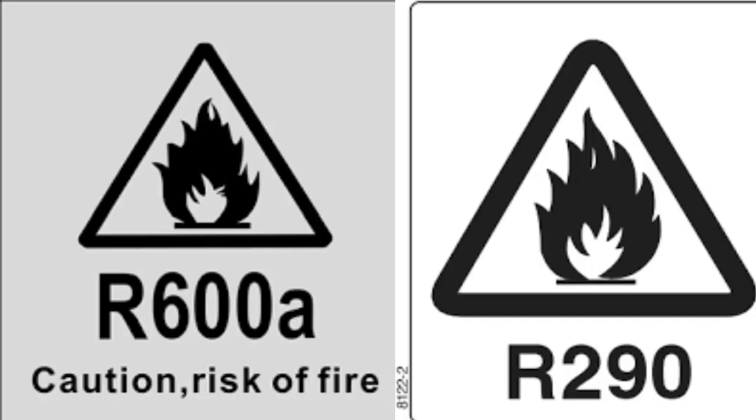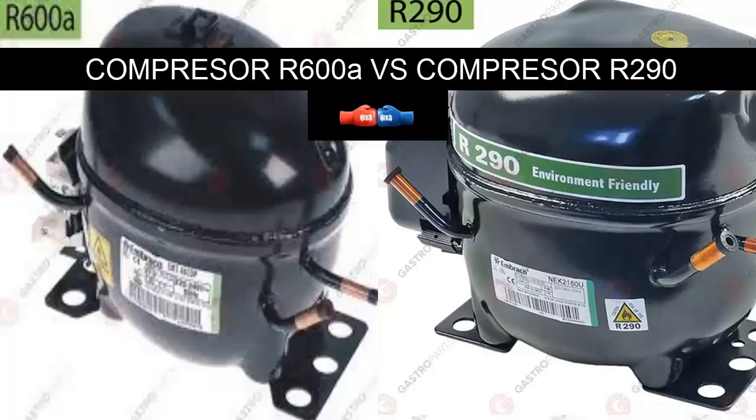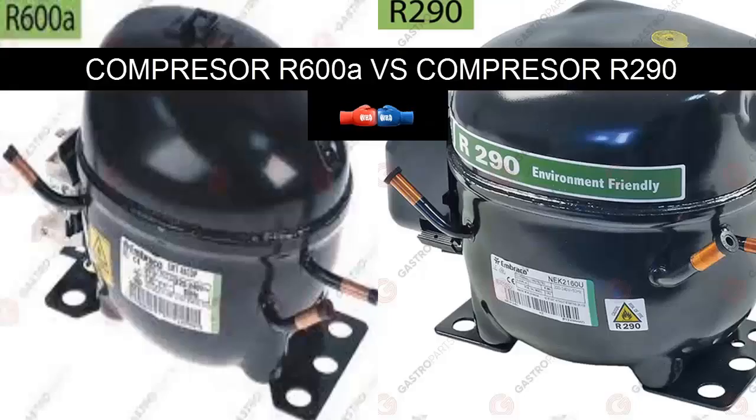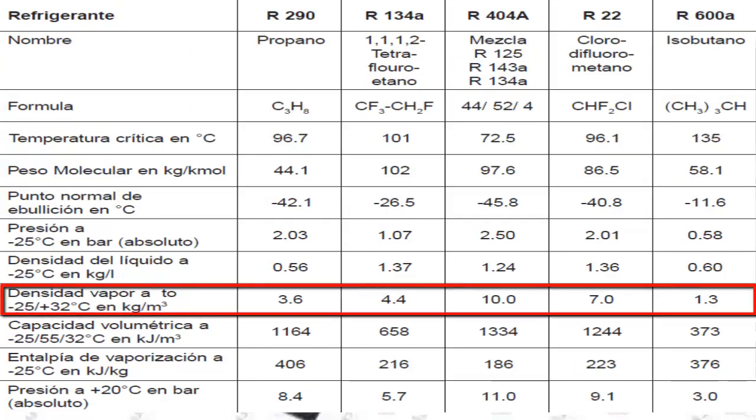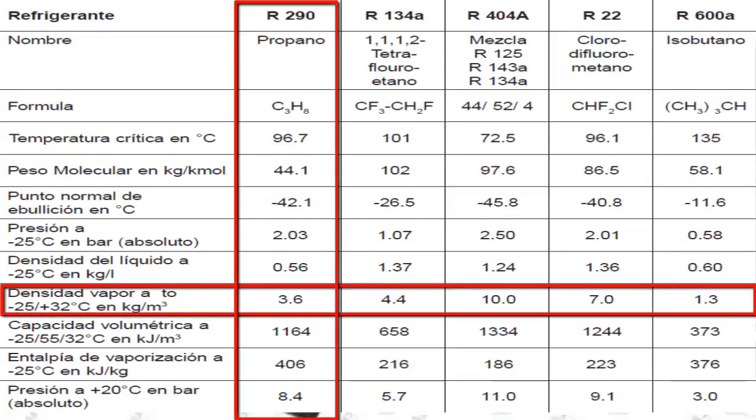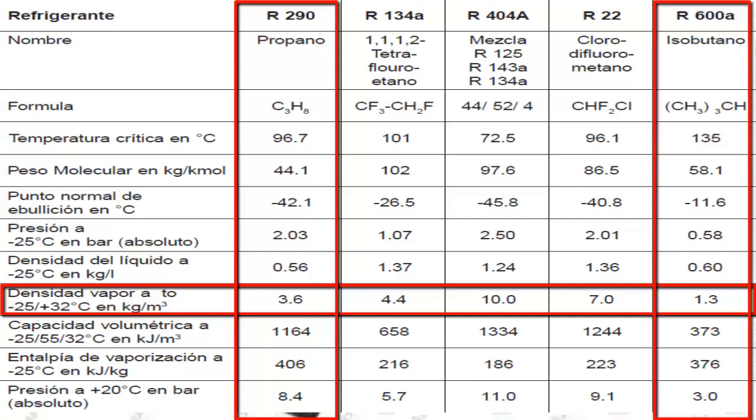Due to these flammability characteristics, it is especially recommended to use compressors with R600a and R290 in new equipment, specifically designed for this type of gas. In terms of the molecules of the refrigerants, R290 in its vapor state is almost 3 times heavier than R600a. This implies that, with a slight volume of gas passing through the compressor, several grams of R290 will be transported, compared to the compressor with R600a.